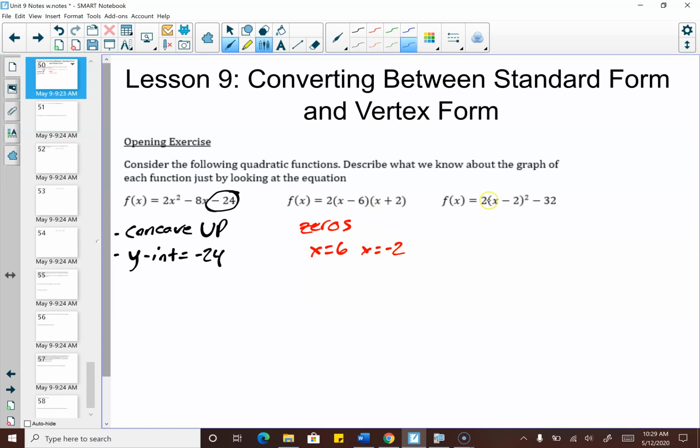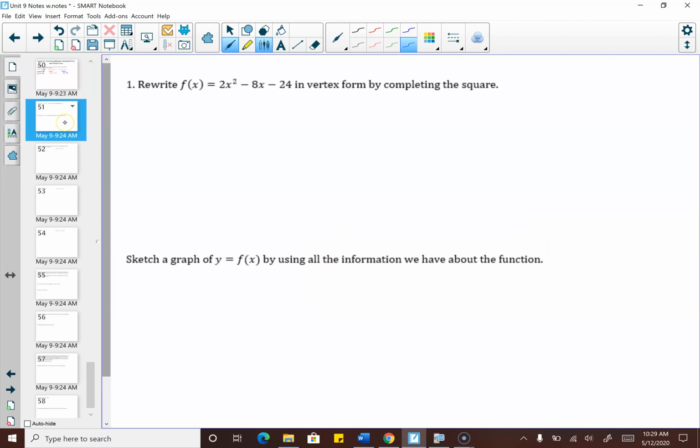And then the last one, again, concave up from the 2 out in front, but this last one is in vertex form, so it tells us what our vertex is. So remember, it's the opposite sign of what's inside, so positive 2, and the same sign as what's on the outside, so negative 32. So you can see 3 different forms of the same quadratic tell us 3 different things based on looking at it.